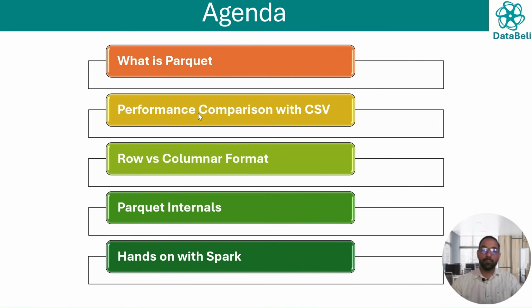We will understand what is the performance comparison of this with CSV format. We will also know what is row and columnar formats in general, and Parquet is a columnar format. Then we will look into what is inside Parquet, how exactly the data is stored inside Parquet files, so that the data is retrieved very fast and it is stored very efficiently.